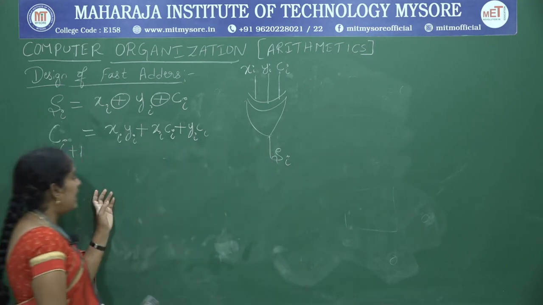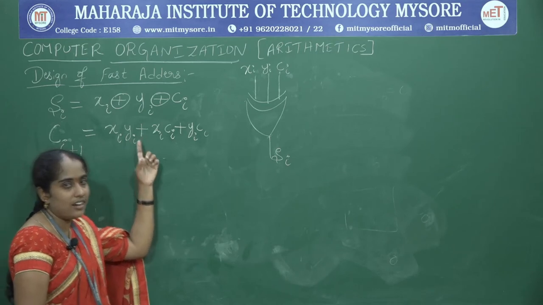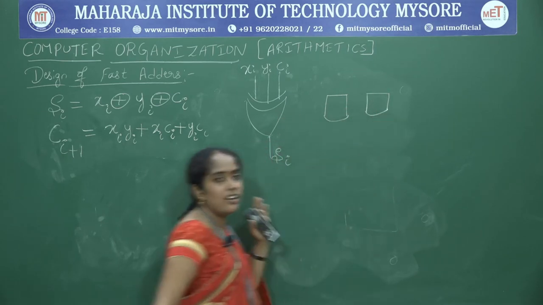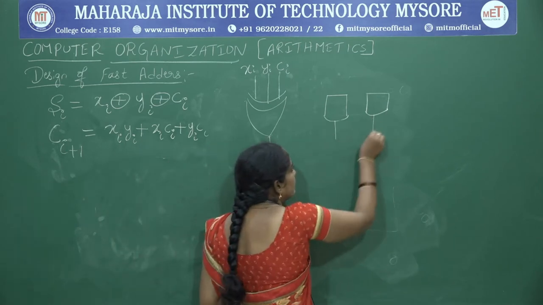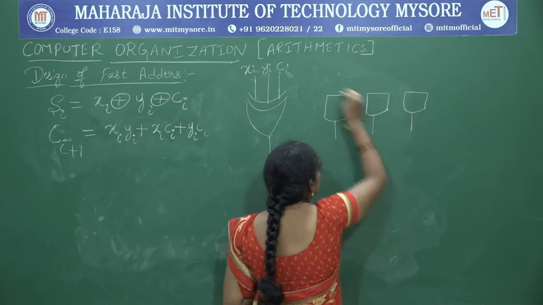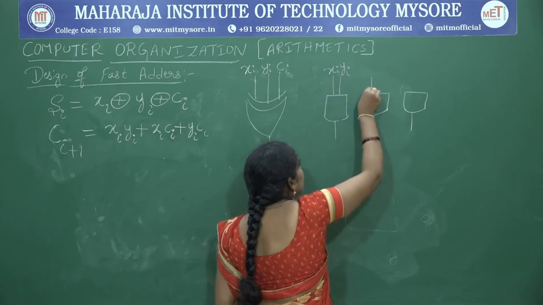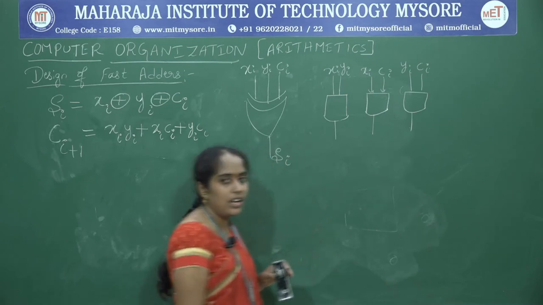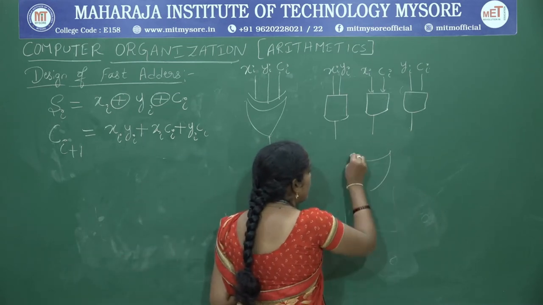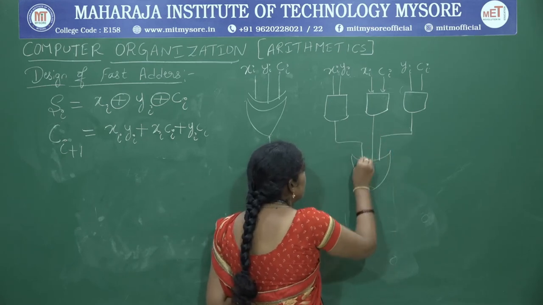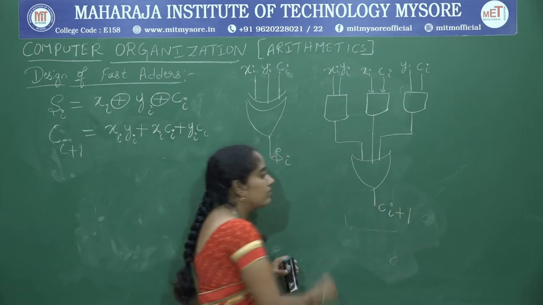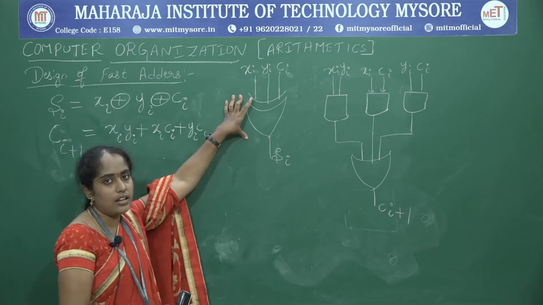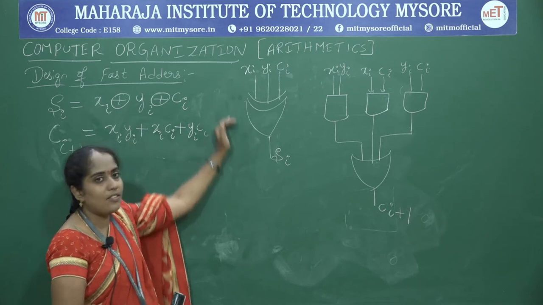So the next is for carry. Here we are using AND gate and this is OR gate, right? Okay. Here we need 3 AND gates. So this is Xi, Yi, Xi, Ci, Yi, Ci. Okay. Next you need to use OR gate to connect these 3 pins and this is the Ci plus 1. Okay. So here in the sum we have only one level.